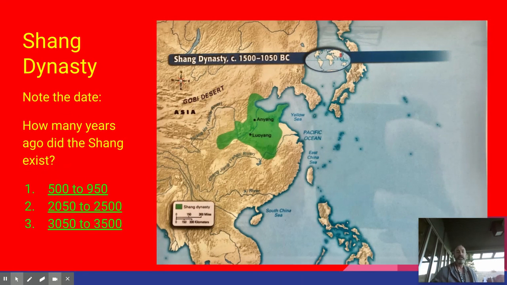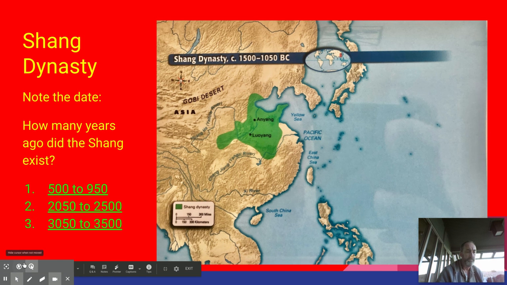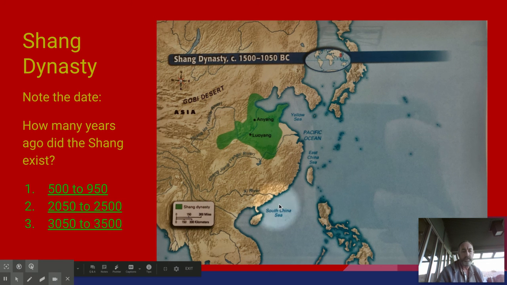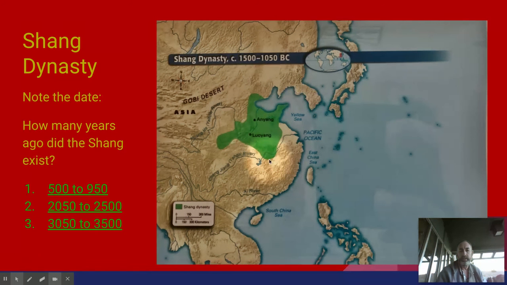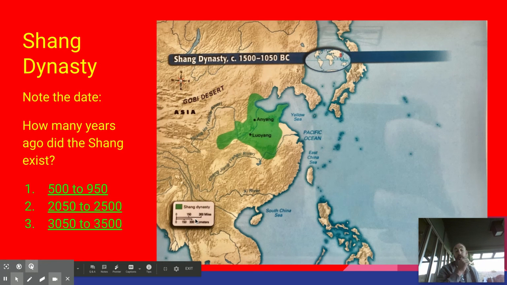Okay, the Shang dynasty. The Shang were really cool. They were one of the oldest dynasties, but they have found evidence, and you can see right down in this area here, the Shang were in the Yangtze River Valley, and they did find evidence in the Yangtze River Valley of the Shang, or a culture before the Shang.